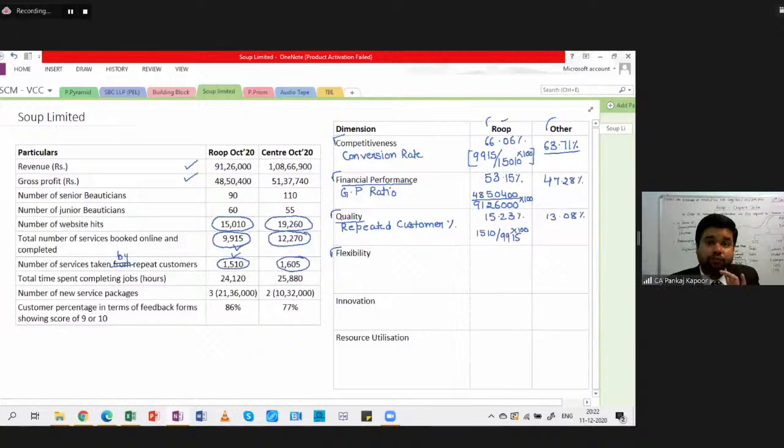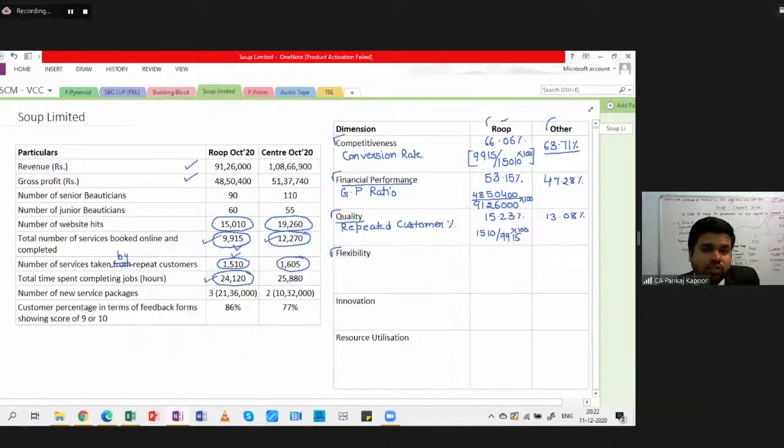Although it's always preferable to identify some data in the question or in the real world scenario relating to the number of customers who ask for specifications and whether you're able to meet their specifications or not, and then that ratio needs to be seen in order to check the flexibility. But in the question it is mentioned that we are providing customized service to all. How many total services did you render? 9915. How many total services were rendered by the other centers on average? 12,270. And how many hours do we take? We take 24,120 hours.